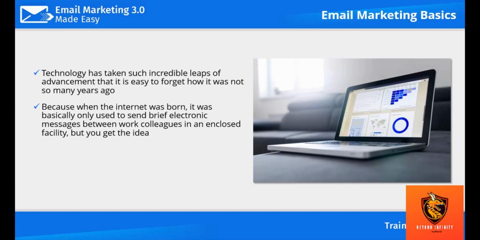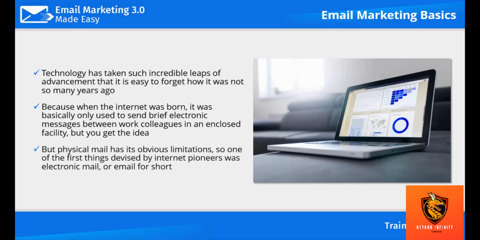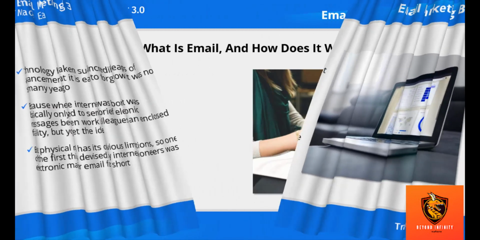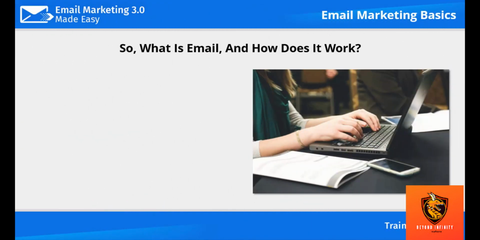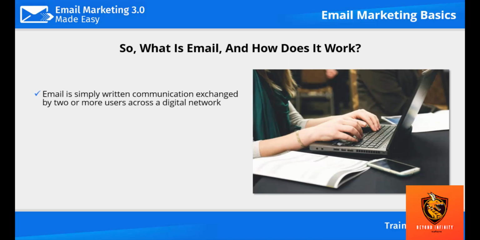Before that was possible, people who were apart by circumstances and distance could communicate with each other with written correspondence sent through postal offices. But physical mail has its obvious limitations. So one of the first things devised by internet pioneers was electronic mail, or email for short. So, what is email and how does it work? Email is simply written communication exchanged by two or more users across a digital network.